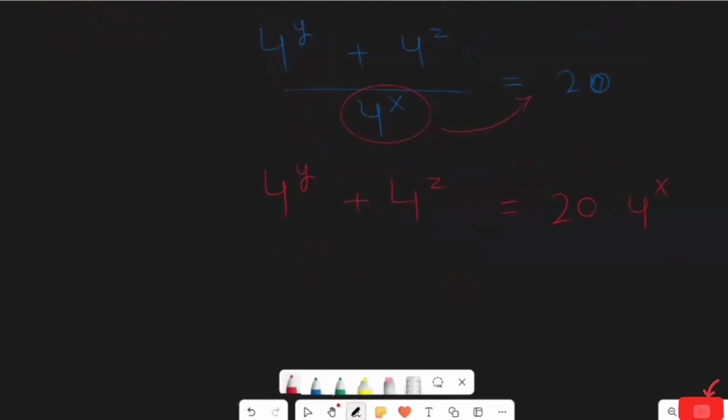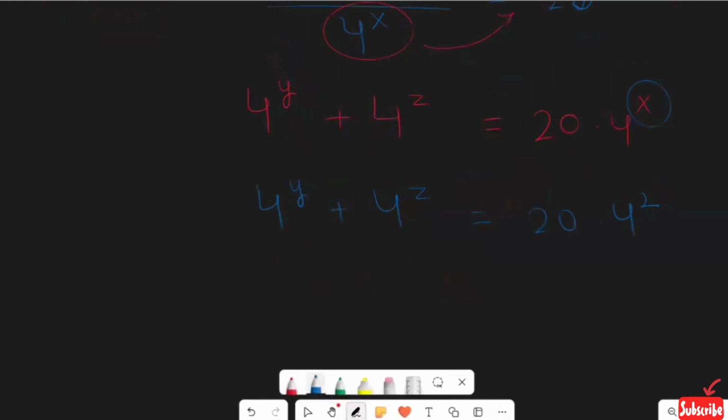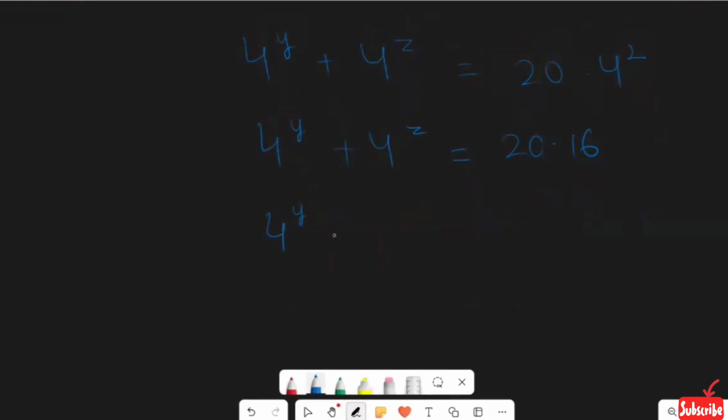Now here I am going to plug in the value of x, that is 2. So 4 to the power of y plus 4 to the power of z is equal to 20 times 4 to the power of 2. As I simplify it further, this will turn to 4 to the power of y plus 4 to the power of z is equal to 20 times, and 4 squared gives us 16, so 20 times 16, and this will turn to 320.